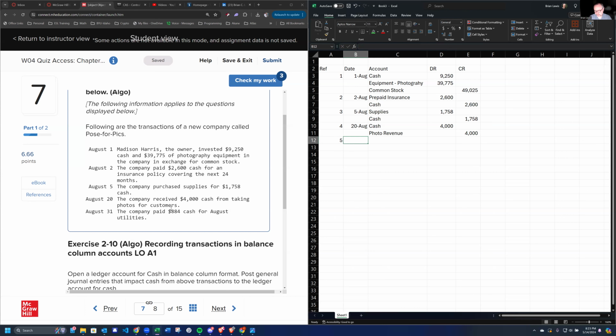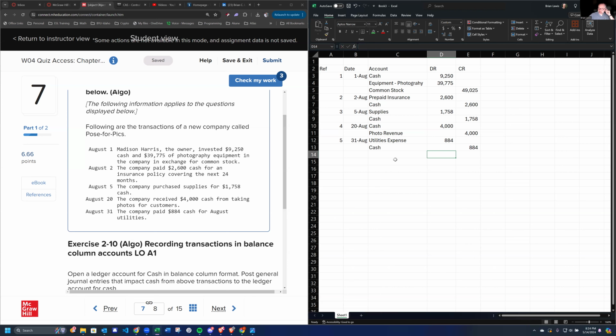And then lastly, number 5, which is on 831, we have the company paid $884 cash for August utilities. Okay, so $884 cash for utilities. Utilities are an expense, so we're going to do this. Utilities being an expense has a normal debit balance, so that's going to be the first one on top. So we're going to call this utilities expense, and we're going to take it out of cash. So that's 884, and this is going to be 884.